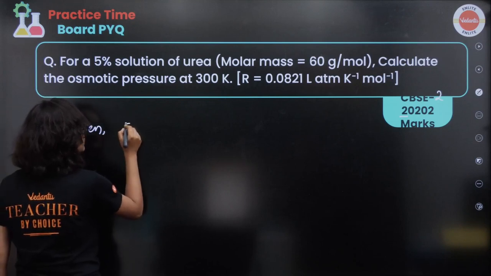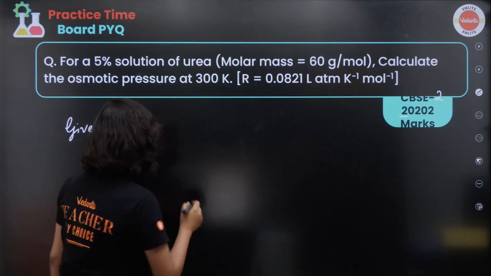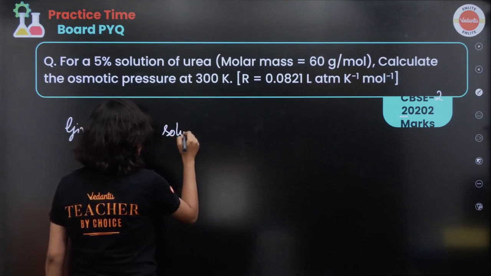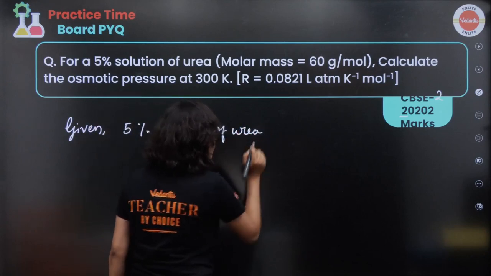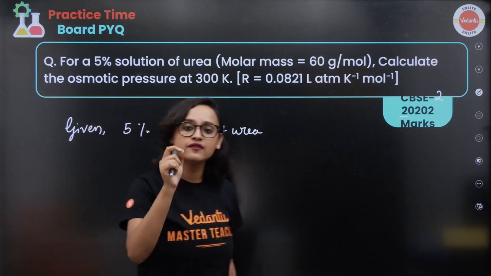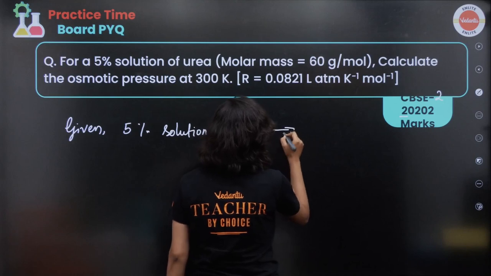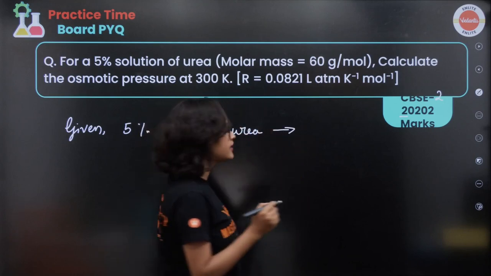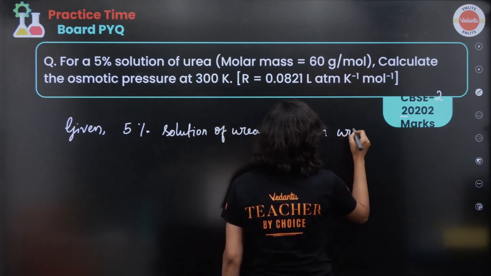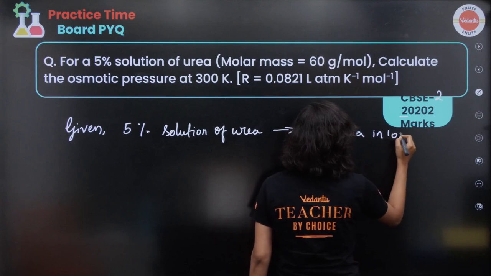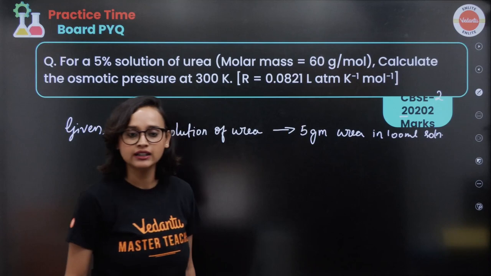So, given is 5% solution of urea, which means 5 gram urea in 100 ml solution. Let's write that down: 5 gram urea in 100 ml solution. Correct, everybody?